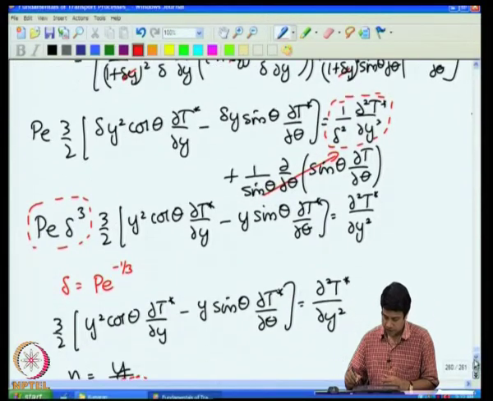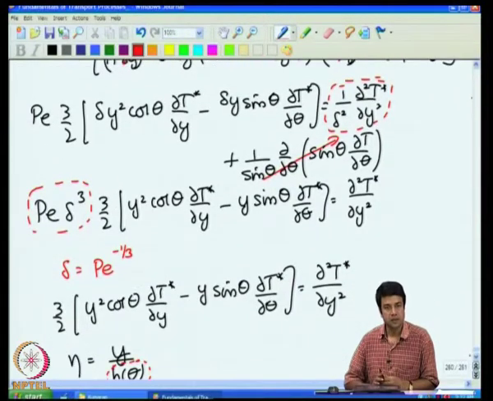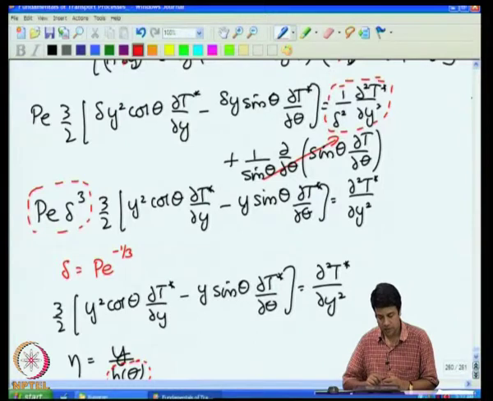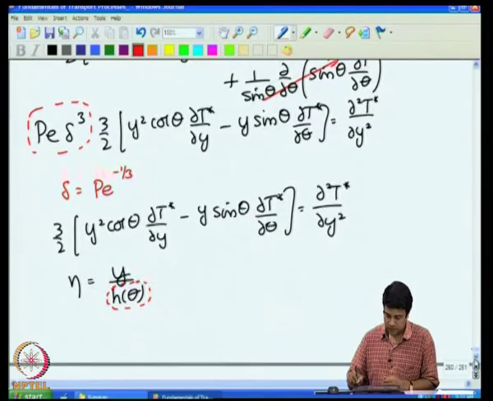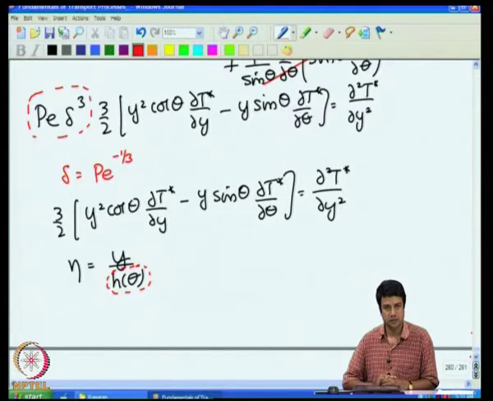In this case, we get a simplified equation. It is P times delta cubed times 3 by 2 y square cos theta dT by dy minus y sin theta dT by d theta is equal to d square T by dy square. So this is the simplified equation that we have to solve in order to find the temperature field very near the surface.